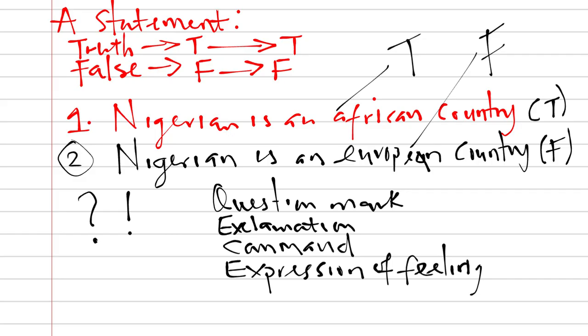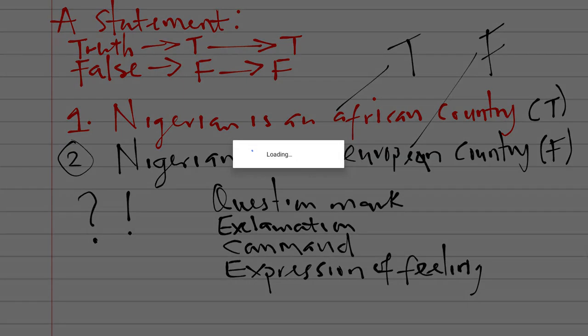Now let's see an example. Let's say I give an example like, what a lovely man. Look at this now. If I say what a lovely man, in this case what we end this thing with is an exclamation mark. Oh, what a lovely man. It is not a statement.